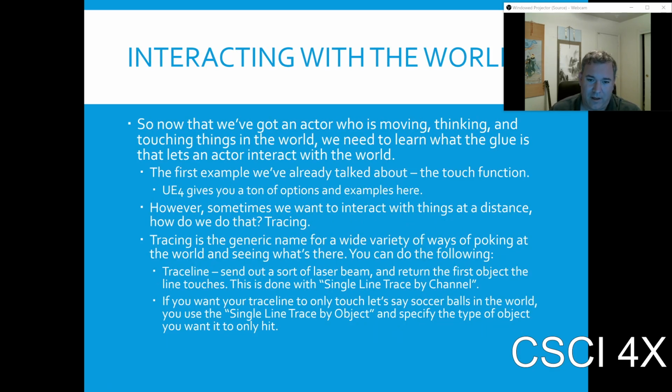All right. So now that you've got actors that are moving, thinking, and touching in the world, how do they see? How do they shoot? That's tracing. So you have touch, think, and trace, the three T's. There's a bunch of different trace functions. In QuakeC, all you have is trace line and find radius. Trace line sends an invisible line through the world and tells you what you hit. And find radius gives you everything in a radius around a point.